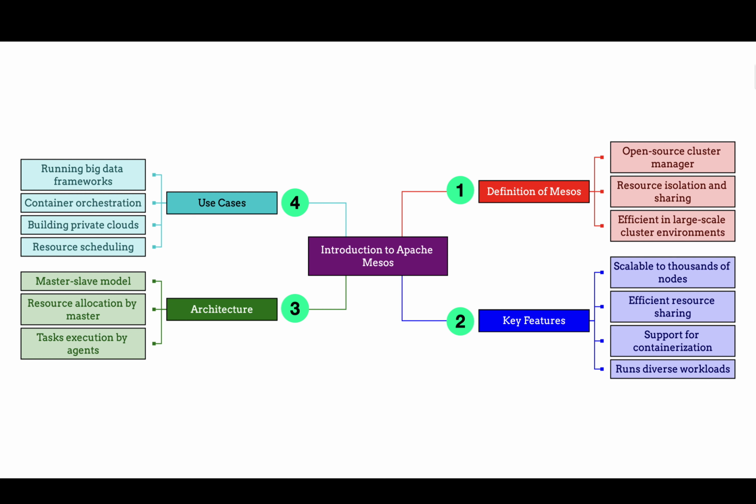Apache Mesos is used in various scenarios, including running big data frameworks, container orchestration, building private clouds, and handling resource scheduling in large-scale distributed systems.